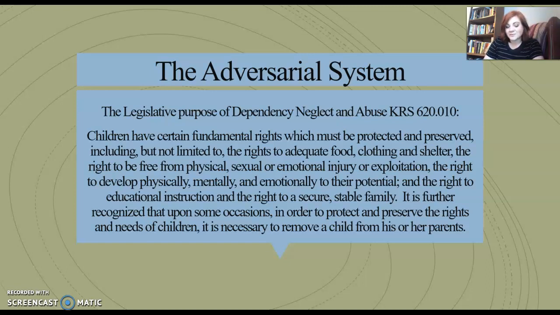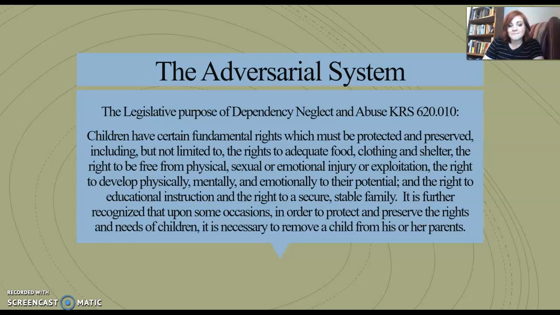The legislative purpose of dependency, neglect, and abuse per KRS 620.010. Kentucky Revised Statute. That's what that KRS is. Go look at it. It's the way that judges interpret the law and make their findings. It's based off of the Kentucky Revised Statute.